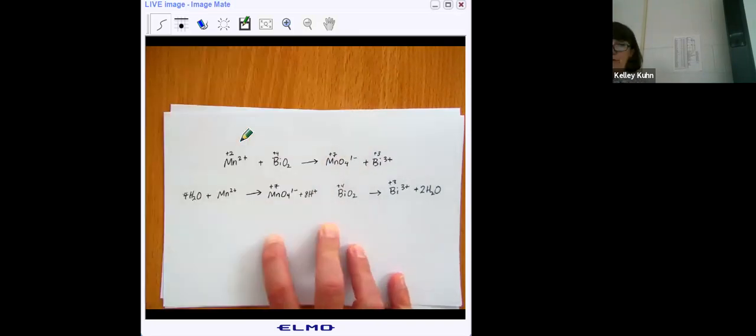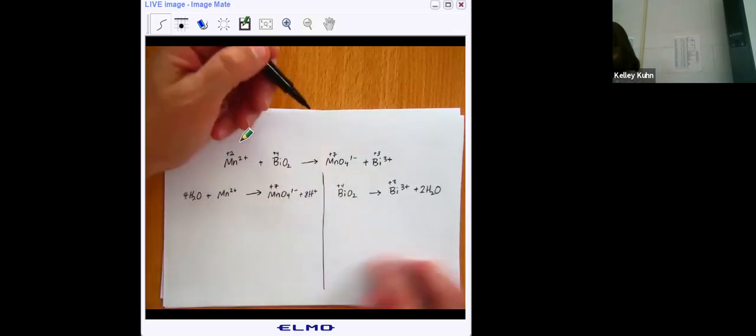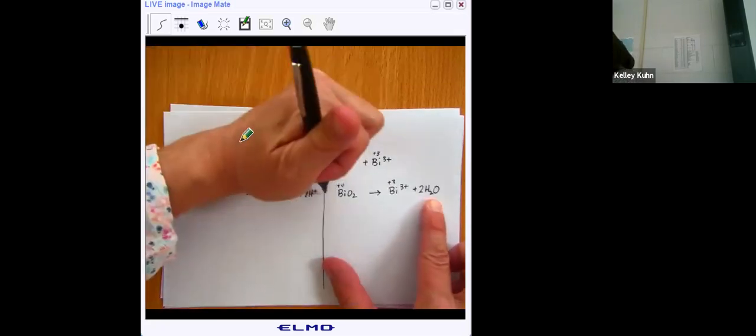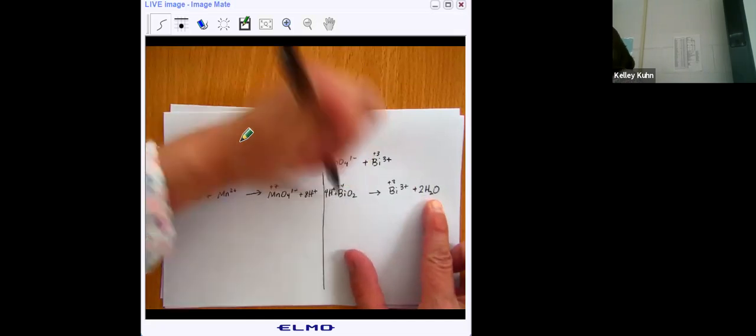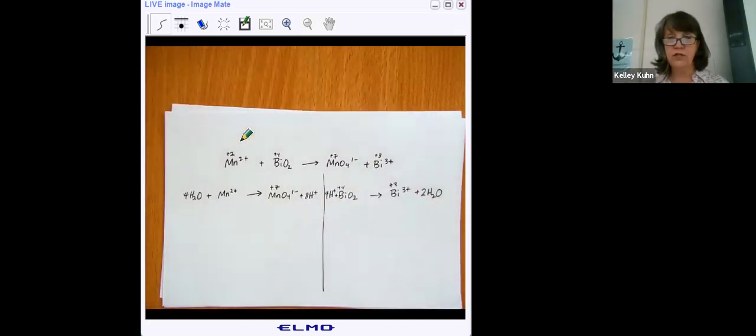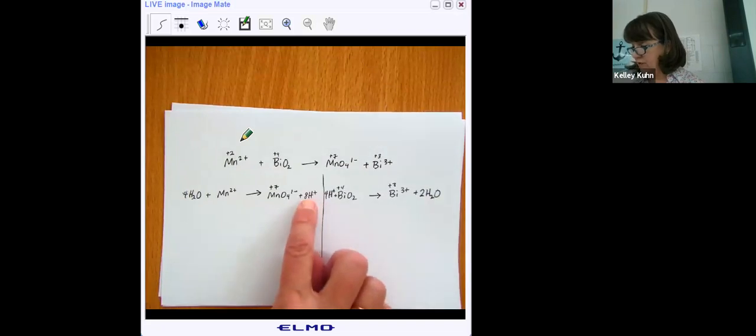So I'll add 8 hydrogens to that side to balance it. And then on this one, I've got 4 hydrogens, so I'll have to add 4 hydrogens to this side to balance it. So just to reiterate, I now have 4 times 2, 8 hydrogens, and 8 hydrogens.